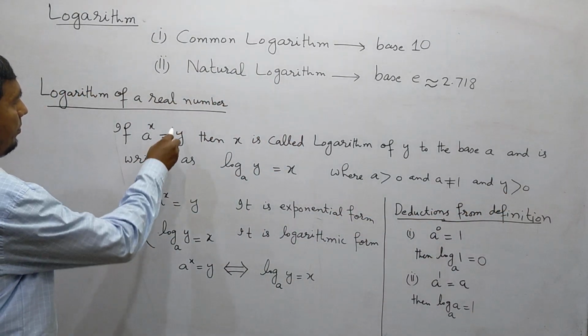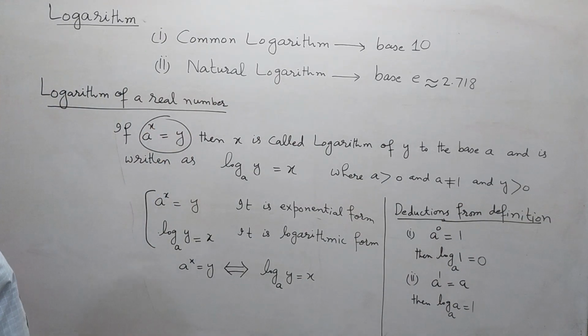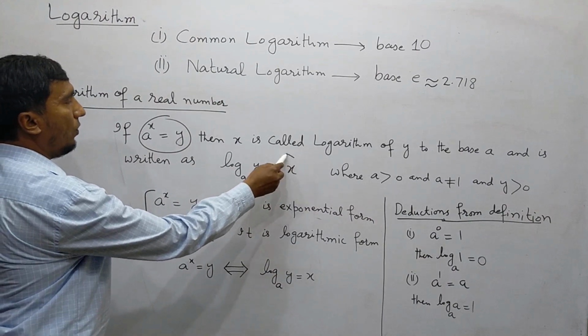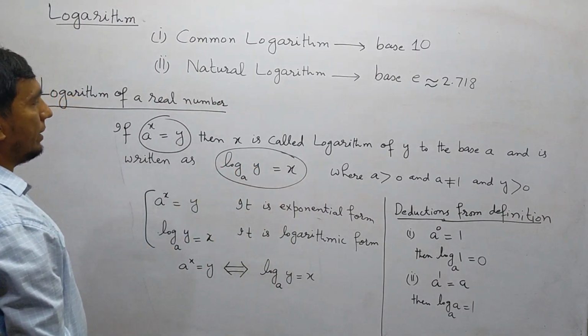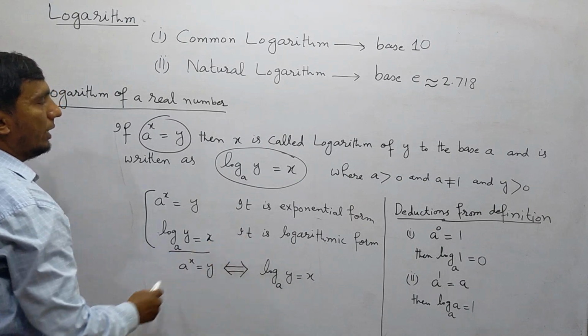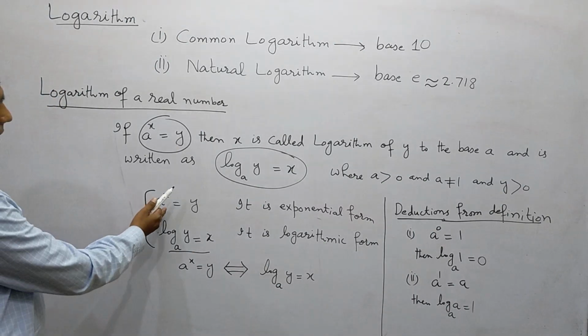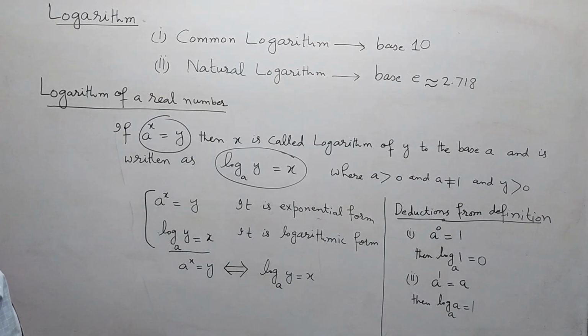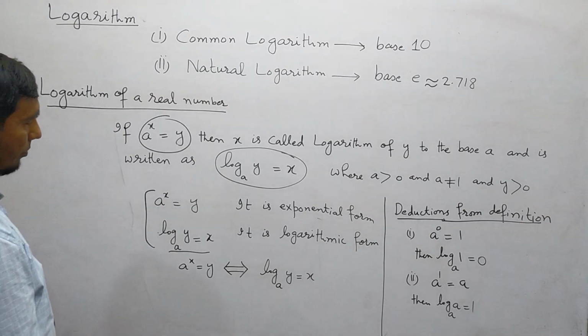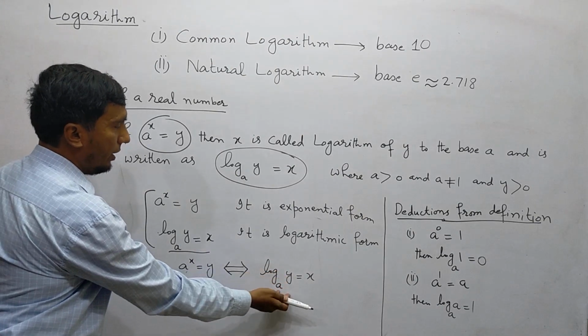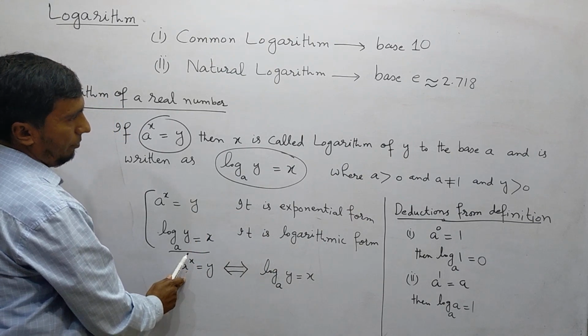This form, a raised to the power x is equal to y, is called exponential form, and this form, log y to the base a is equal to x, is called logarithmic form. These two relations are equal to each other. That means if one relation is given, then we can calculate the other relation.